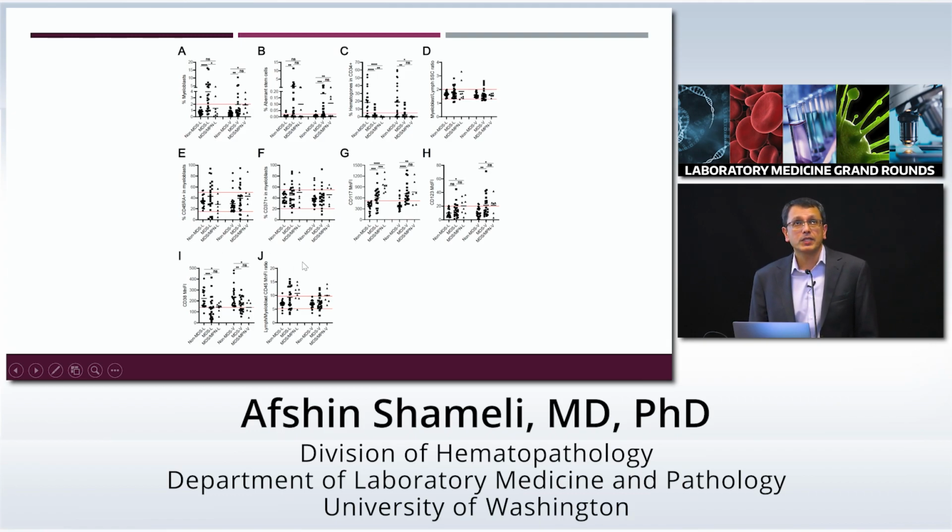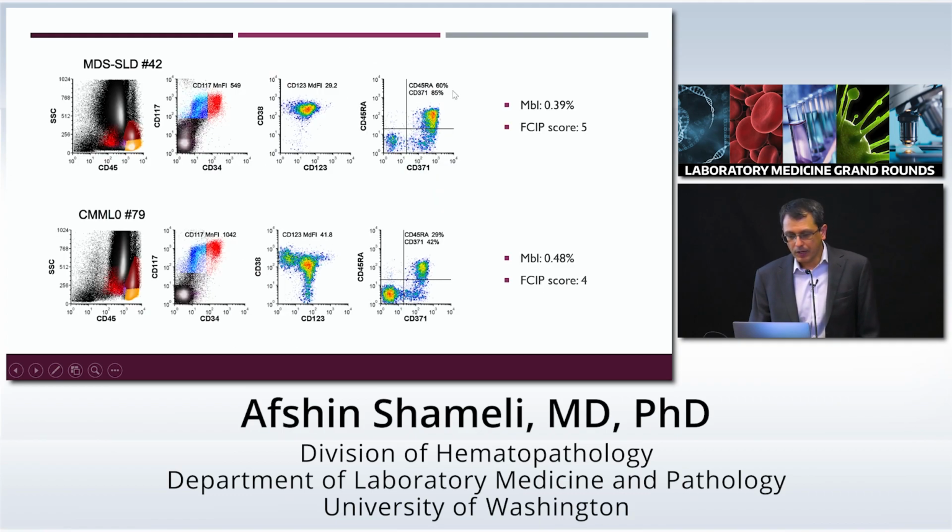Again, these are the parameters that we looked at on the blast population, with some slight modifications, which I will not go through. But one thing that we added in this study was the side scatter of the blast population, which was abnormal in a significant number of MDS and MDS-MPN cases. Just to give some examples of the cases that we had, which showed effectiveness of this approach, even at low blast percentage of, for example, 0.39%.